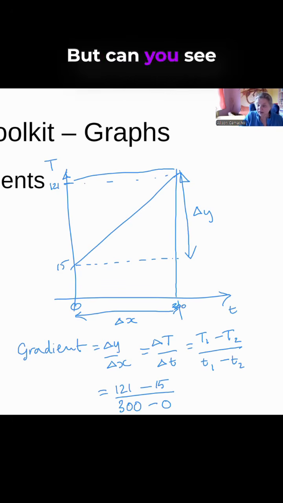Right? But can you see how if you write it like that, it's really clear how big your triangle is. It's really clear what values you've used. And then plug those numbers into your calculator in that form, and you won't make mistakes.